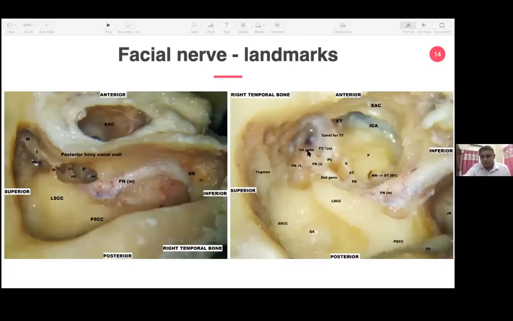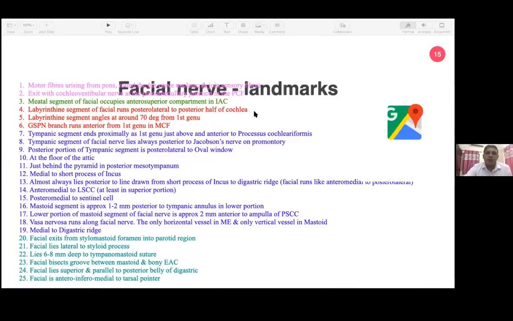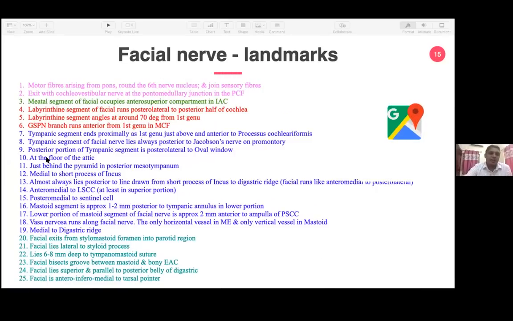Now, this facial nerve is posterolateral to the oval window and anteromedial to the lateral semicircular canal. The same thing, the facial nerve runs posterior to the pyramidal eminence. These are the landmarks. Of the many landmarks, what I have described is only relevant to tympanomastoid surgery. In any given situation, you can find the facial nerve with ease depending upon these landmarks.